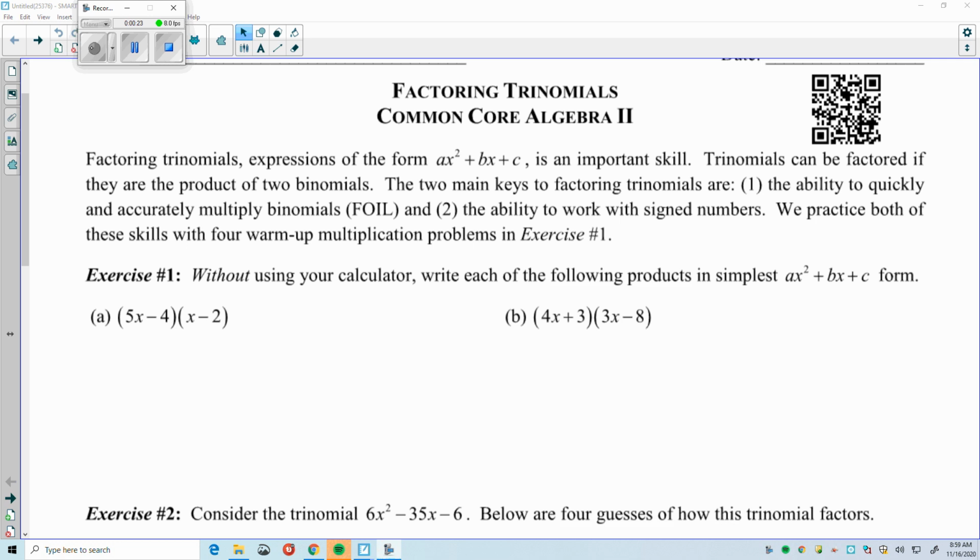We've sometimes called that FOIL. And then the ability to work with signed numbers. So making sure that you know your positives, negatives, and what happens when you multiply those. We're going to try a couple of these here, and we're going to write the product in simplest ax squared plus bx plus c, a trinomial form. Okay, so this is kind of our warming up to being able to factor.